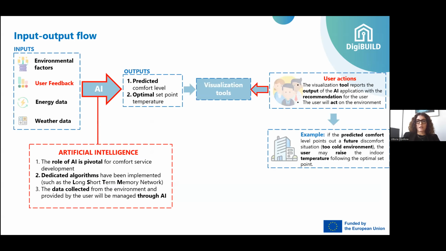It works in this way. This is a flow of the input and output of the whole procedure. We have the inputs on the left. You see that our service will take as input, as I said, environmental factors, user feedback, energy data, and weather data. These inputs will feed AI, so artificial intelligence algorithms, that will provide us predictions.